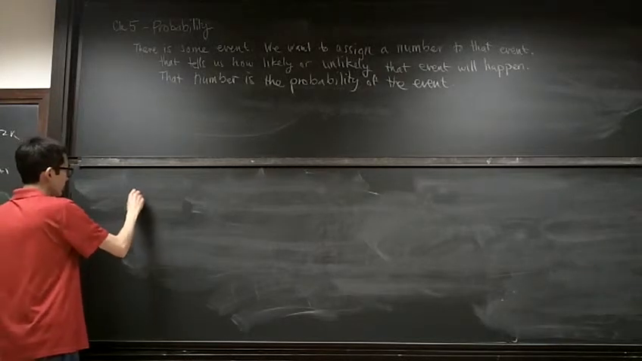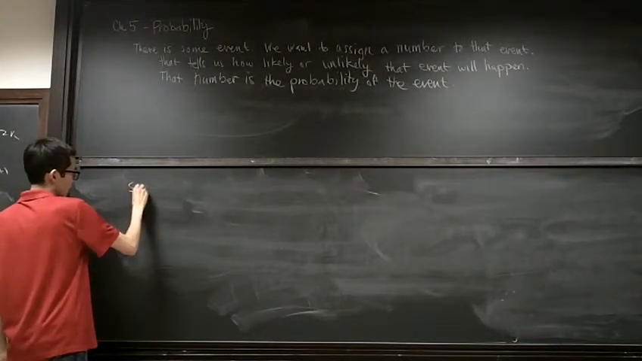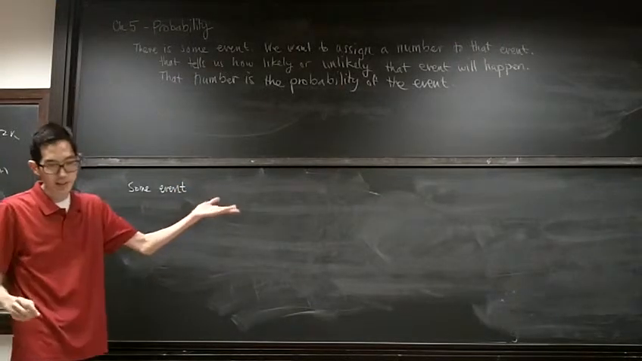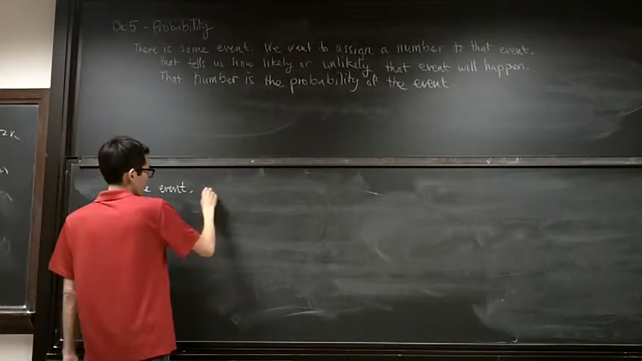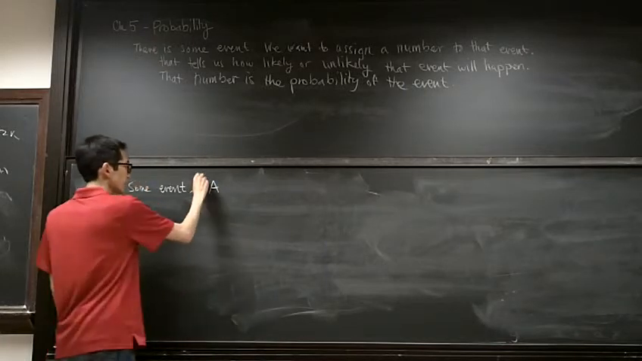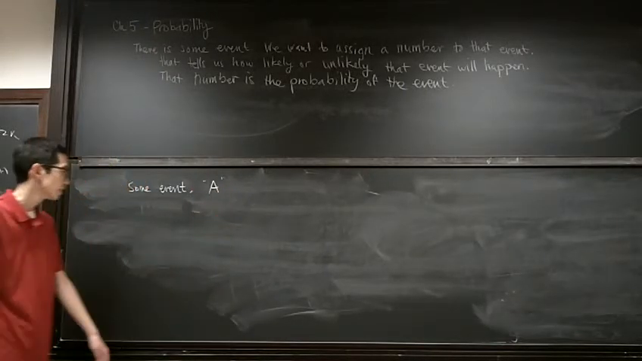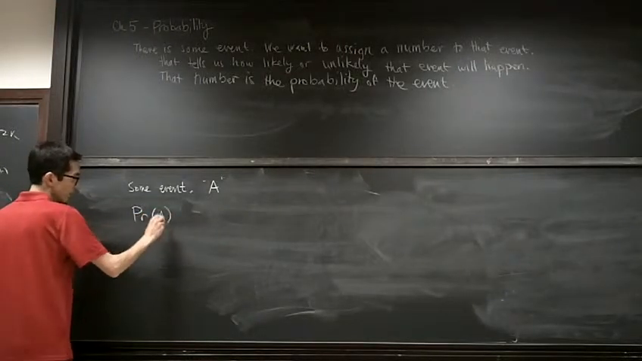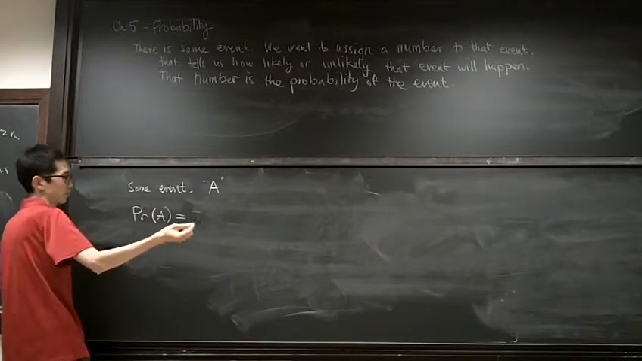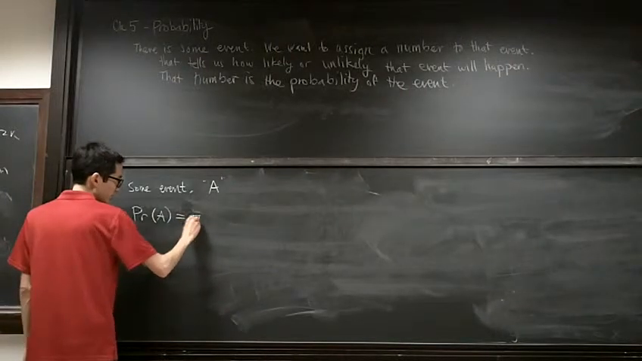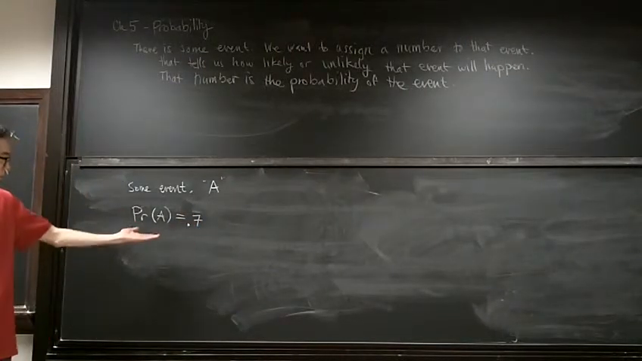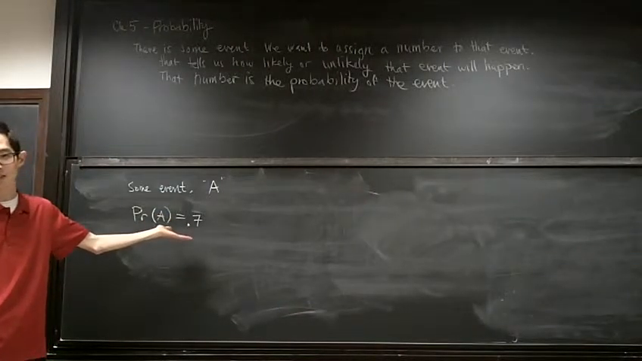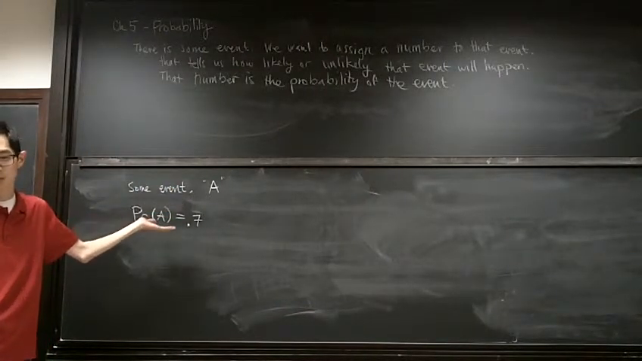So we might have some event, okay, and we label it A. Some event A. So we say the probability of A maybe equals 0.7, okay? This number tells us how likely this event A will happen.